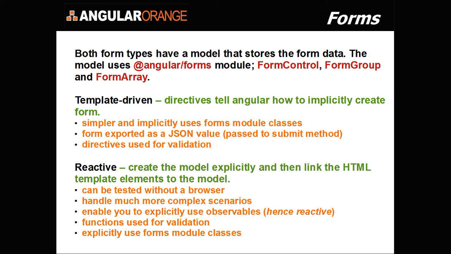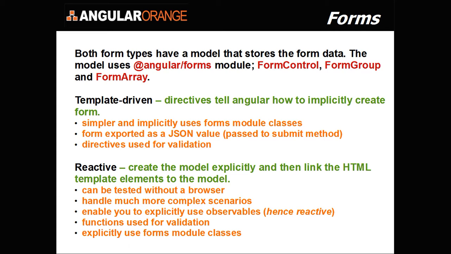Okay. Then reactive, you create the model explicitly and then link the HTML template elements to the model. And it's more attractive because it can handle much more complex scenarios. You can test it without a browser. It enables you to explicitly use observables. It's more reactive. Functions are used for validation. You can explicitly use form model classes. So there's a lot more there, but it is a more complicated model.